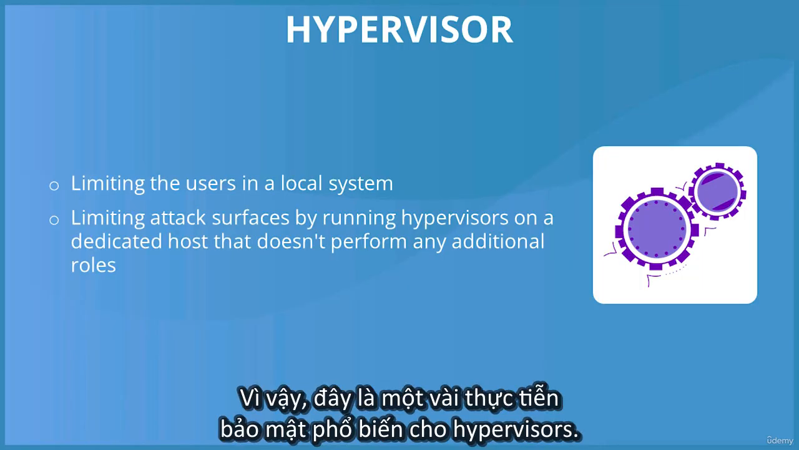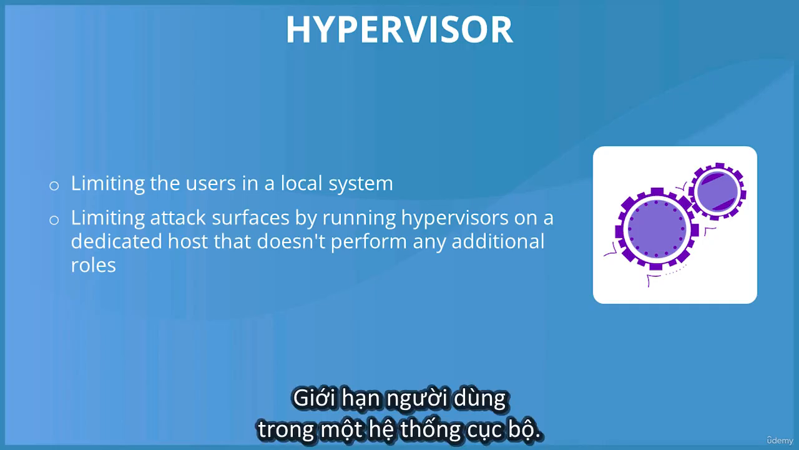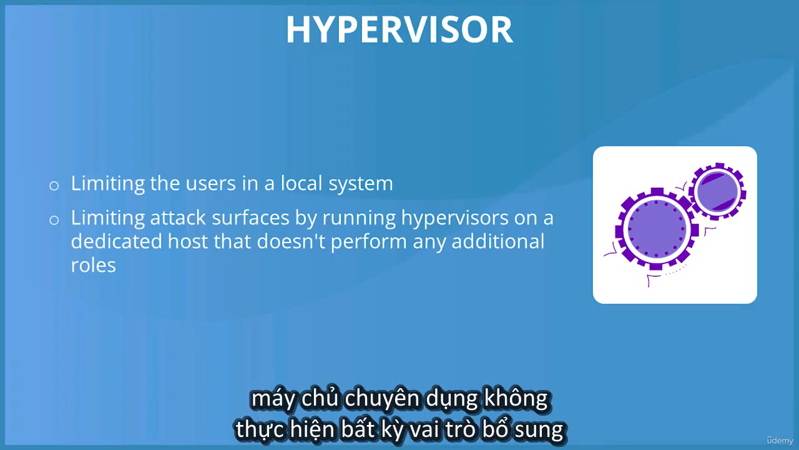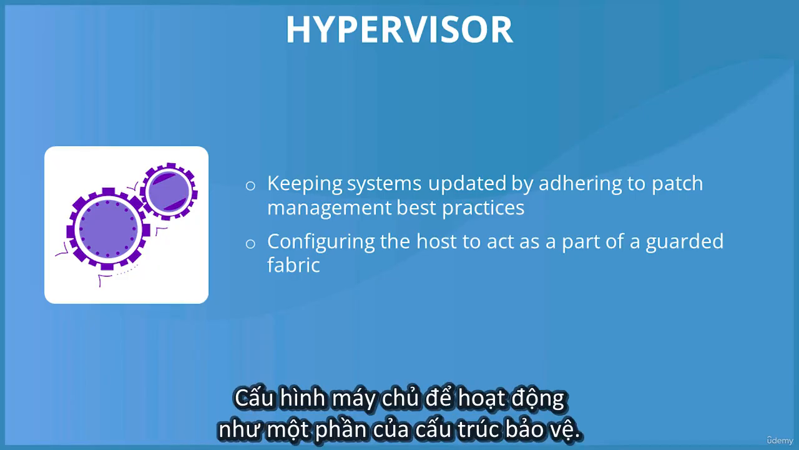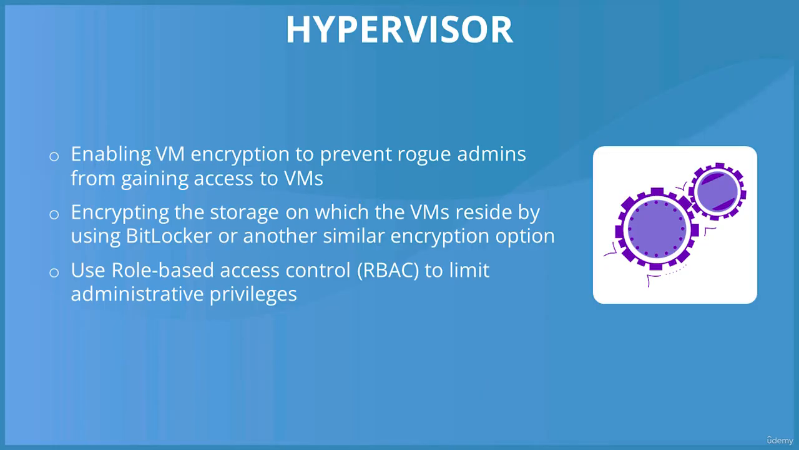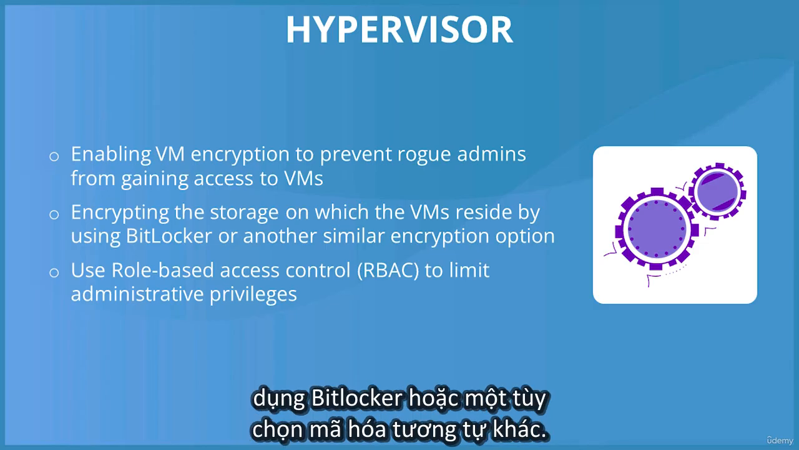So here's a few of the common security practices for hypervisors. Limiting the users in a local system. Limiting attack services by running hypervisors on a dedicated host that doesn't perform any additional roles. Keeping systems updated by adhering to patch management best practices. Configuring the host to act as part of a guarded fabric. Enabling VM encryption to prevent rogue admins from gaining access to VMs. Encrypting the storage on which the VMs reside by using BitLocker or another similar encryption option.